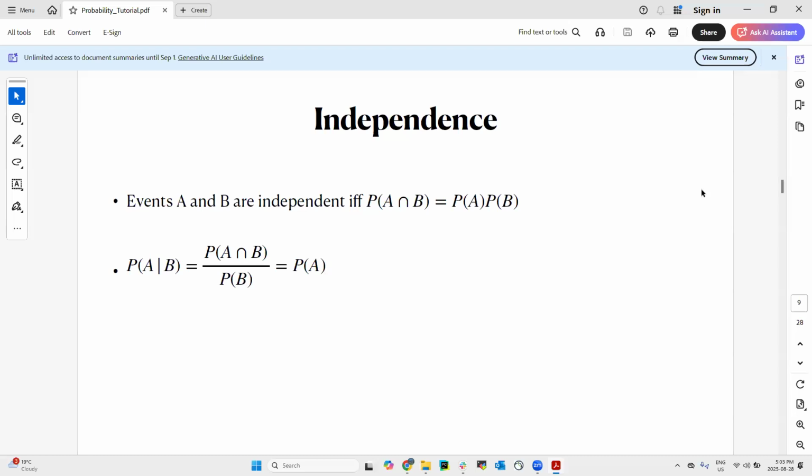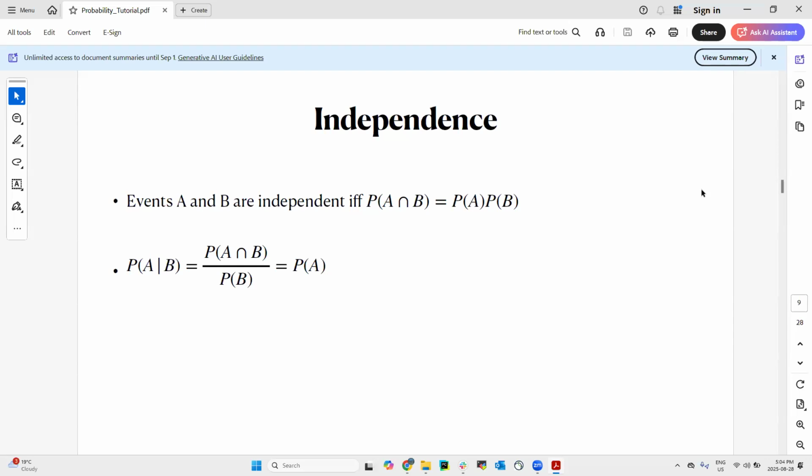Perfect. So now let's go to our next topic, which is independence. Before talking about independence, remember we had another similar definition, which was two events that are mutually exclusive. If two events are mutually exclusive, the probability of their intersection is equal to 0. So if you observe one event, you are sure that the other event has not happened. If it's day now, the probability of it being night is equal to 0.